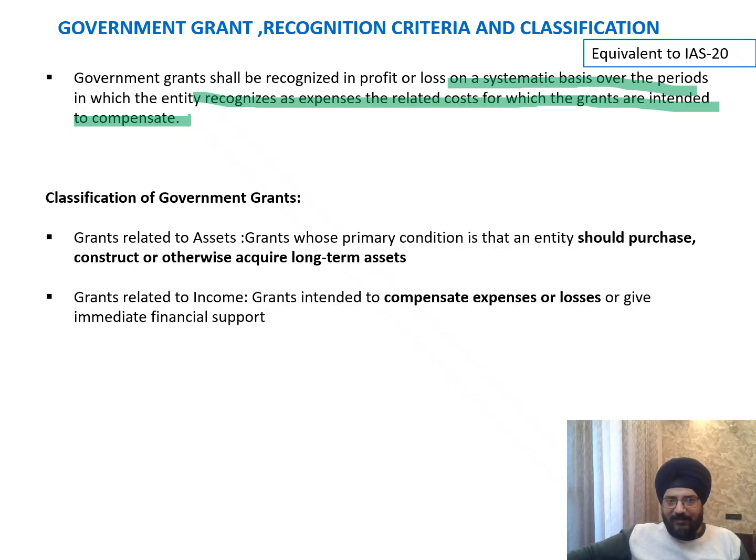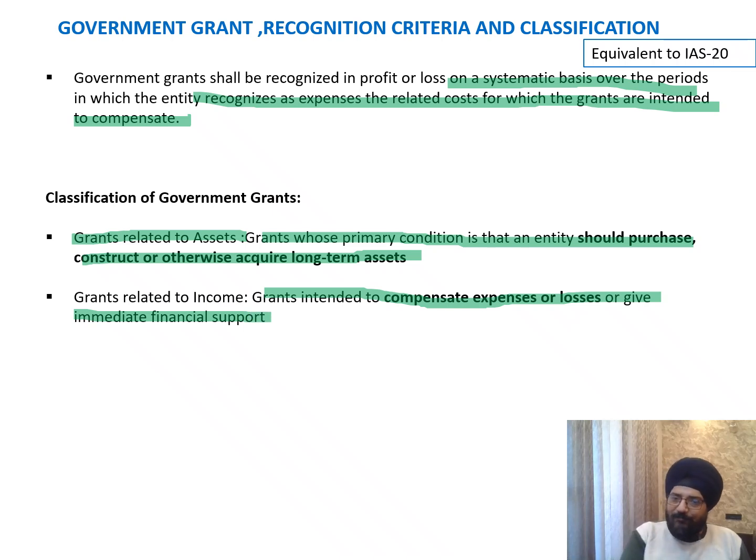Classification of the government grant. So we have looked at it. The grant related to an asset are the grant whose primary condition is that the entity should purchase, construct, or otherwise acquire a long-term asset. And grant related to income is the grant intended to compensate expense or losses or give an immediate financial support. So if immediate financial support is given in the form of some incentives, it is being treated as a grant related to income. But if the grant is being given to construct an asset, which requires some time and which requires some conditions to be fulfilled, that is largely treated as the grant related to assets.